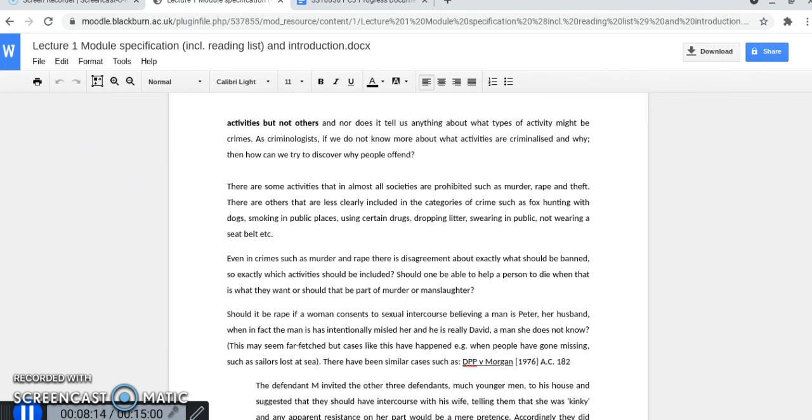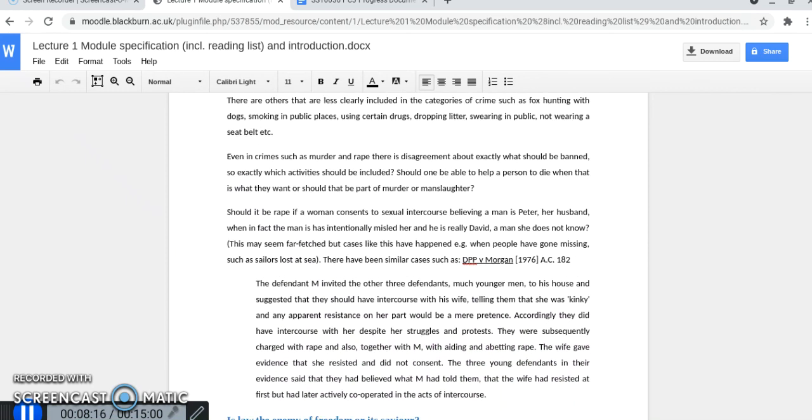It's also a complicated thing, because hopefully you're going to spend a bit of time thinking about this case, the case of DPP and Morgan. The reason why we've included this case is to show some of the difficulties in working out what is criminal. Obviously it's a sexual offence case, so it's a very serious case. It's an unusual, and very unpleasant, example.